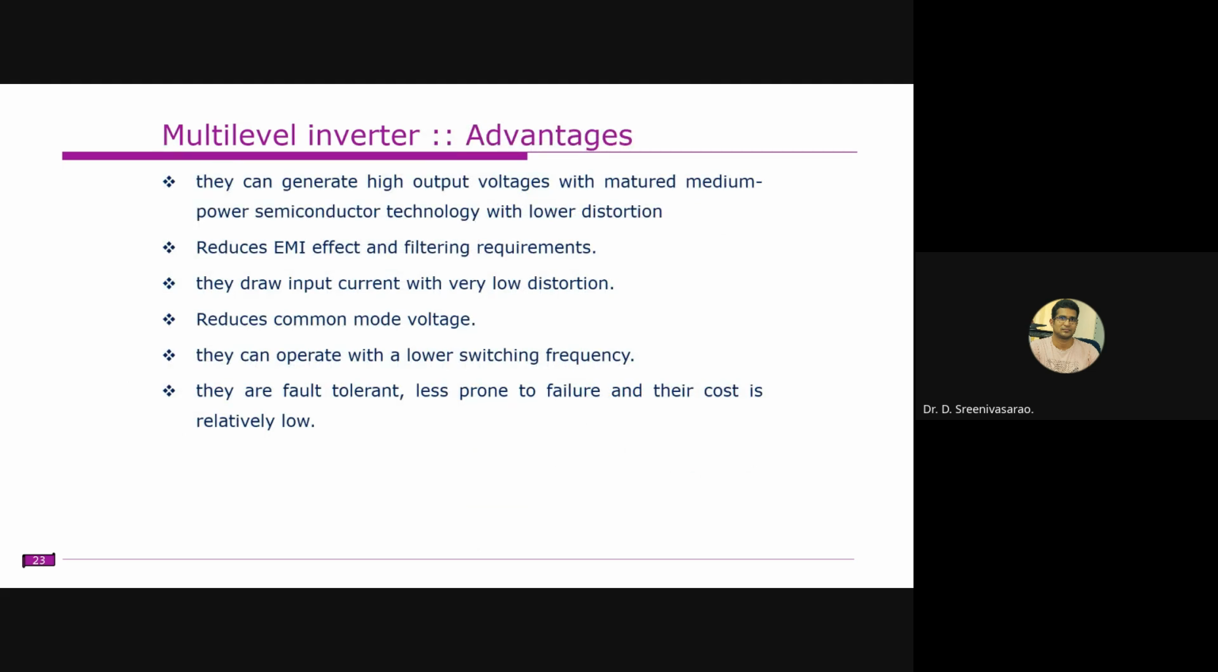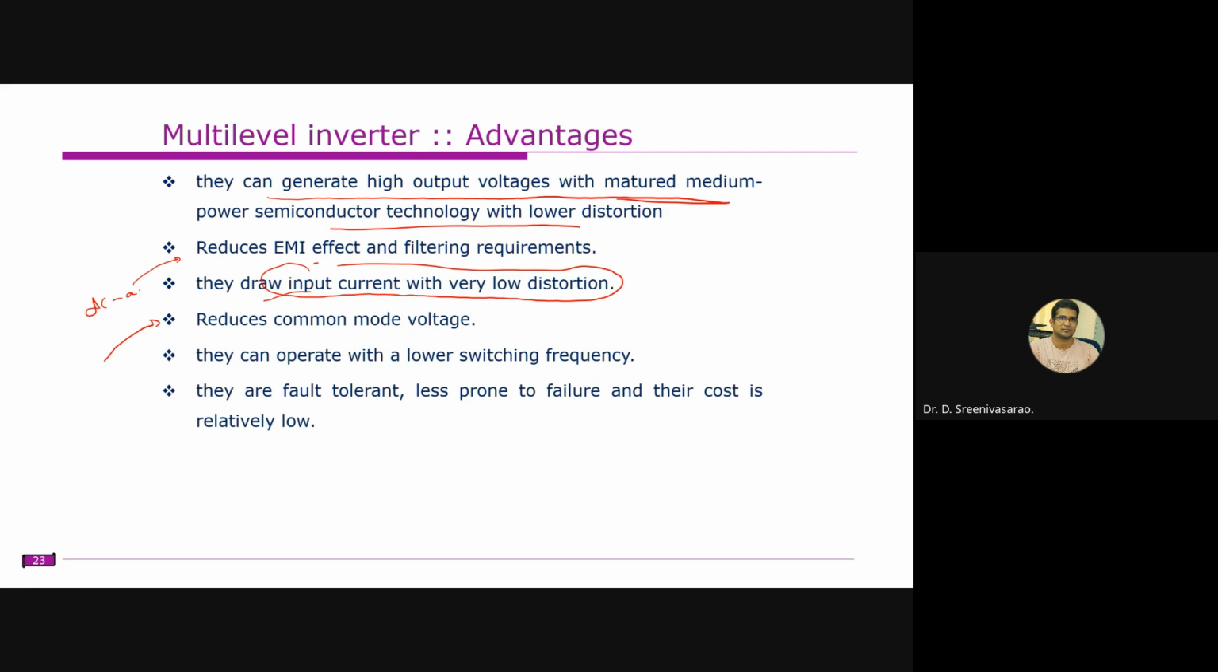So we have some advantages with multi-level inverters. The first is that they can generate high output voltages with matured medium power semiconductor technology, with lower distortion, and they reduce the EMI effect and filtering requirement. In DC to AC or AC to DC applications especially, they draw the input current with lower distortions, and they also reduce the common mode noise or common mode voltage.